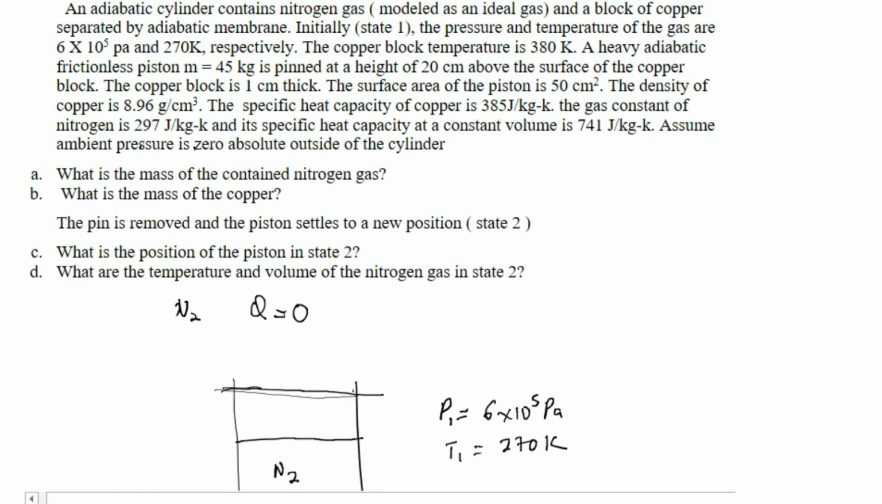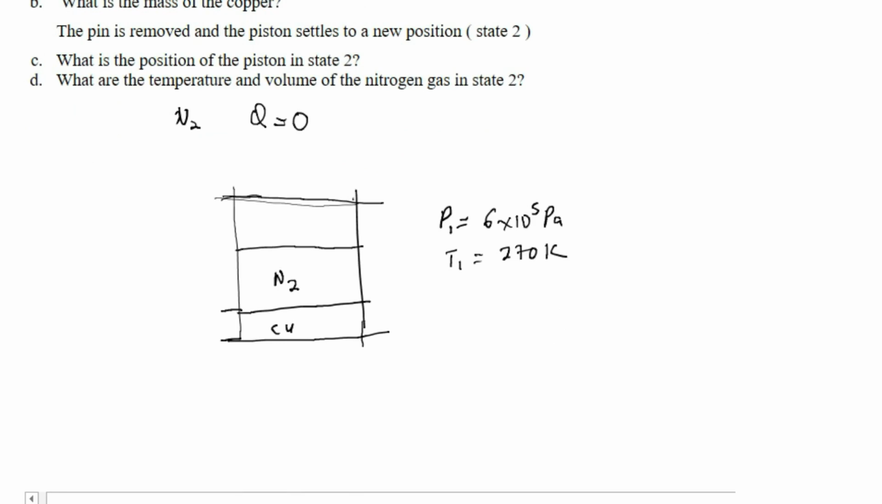So the copper block temperature is 380 Kelvin and a heavy adiabatic frictionless piston M with a mass of 45 kg is pinned at a height of 20 cm above the surface of the copper. The copper block is 1 cm thick. So from this diagram, the thickness of our copper is 1 cm and it says a lid or a piston is placed 20 cm above the surface of the copper. So if this is the surface of the copper, it means 20 cm above. Let's say we define this height to be 20 cm. So here is a piston.